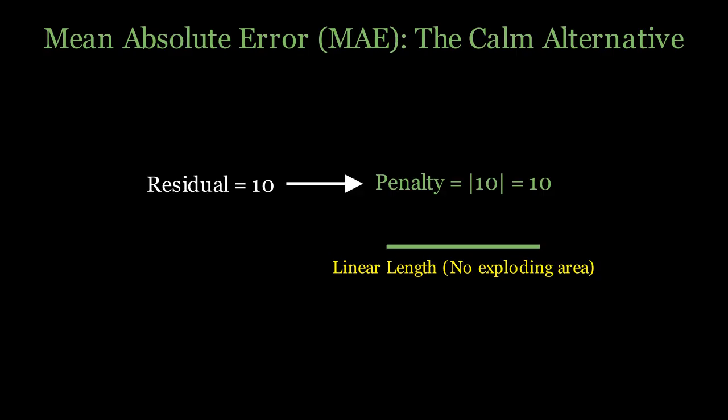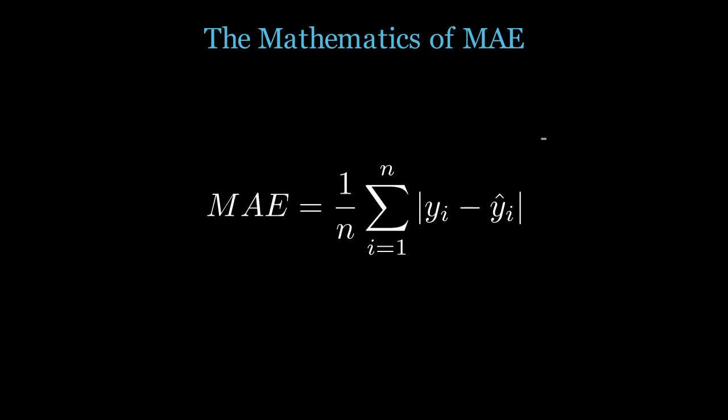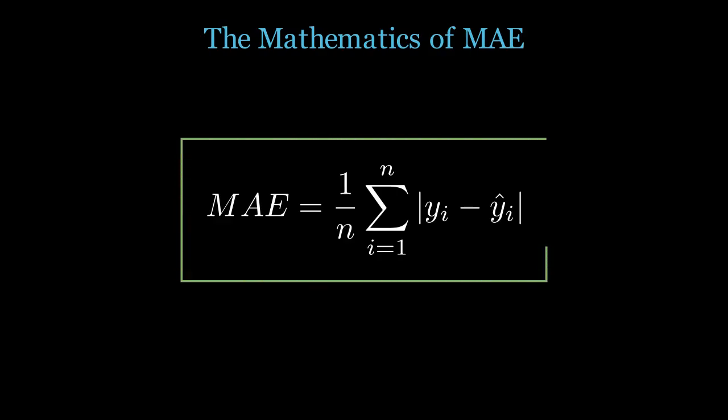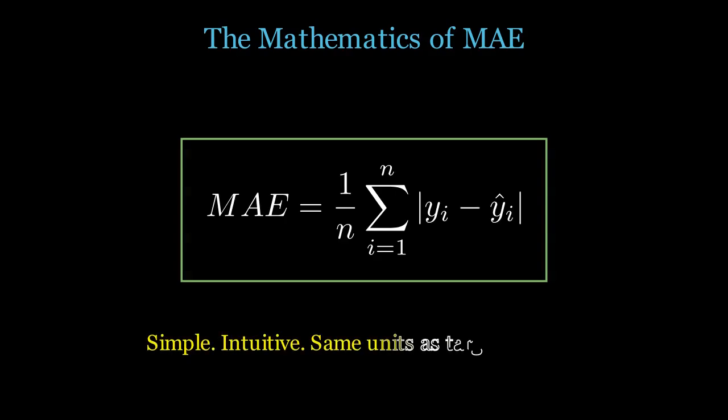Mathematically, MAE is the average of the absolute differences between the predicted values and the actual values. It is expressed as 1 over n times the sum from i equals 1 to n of the absolute value of y sub i minus y hat sub i. This simplicity is its strength. Unlike R-squared, which is a relative measure often misinterpreted, MAE is expressed in the same units as your target variable, making it incredibly intuitive for business stakeholders.